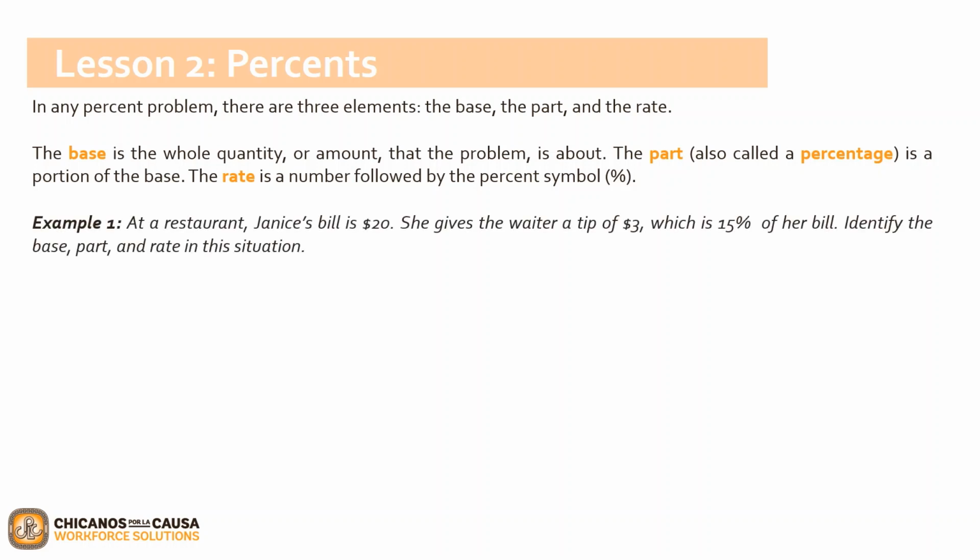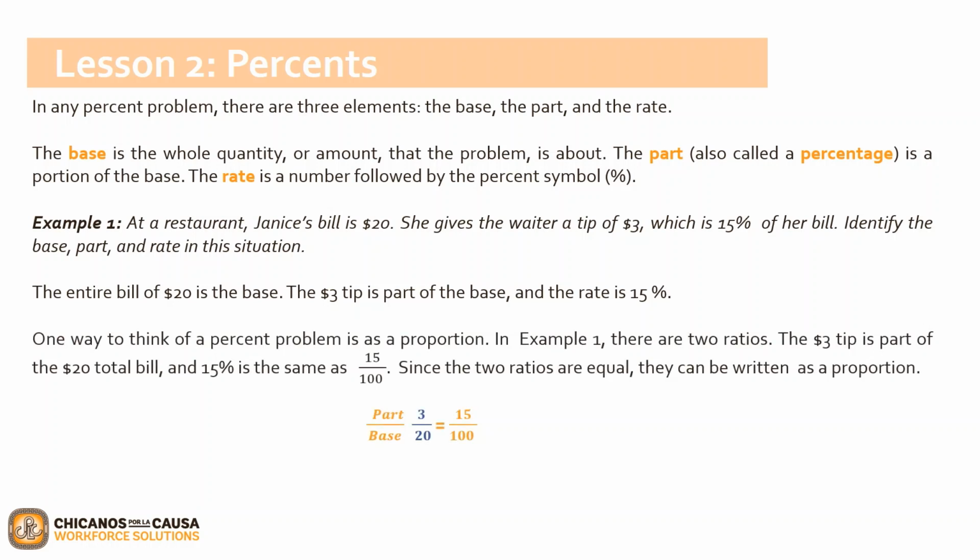For example 1, it says, at a restaurant, Janice's bill is $20. She gives the waiter a tip of $3, which is 15% of her bill. Identify the base, part, and rate in the situation. The entire bill of $20 is the base. The $3 tip is part of the base, and the rate is 15%.